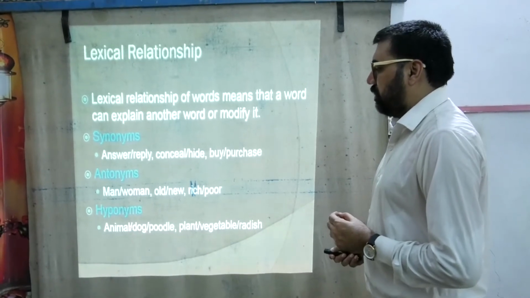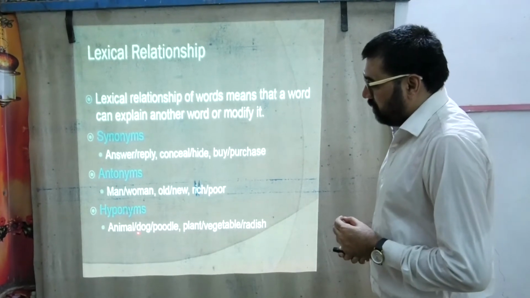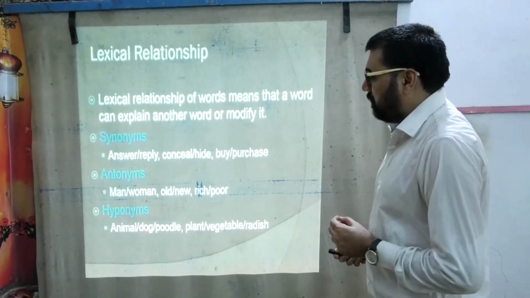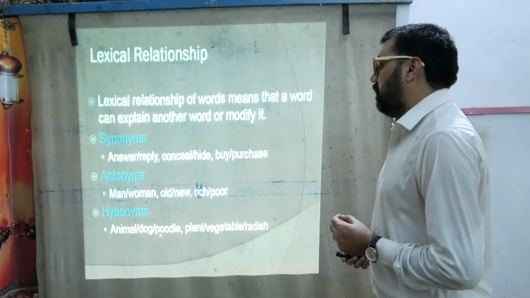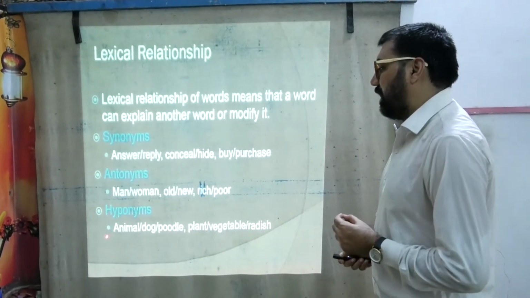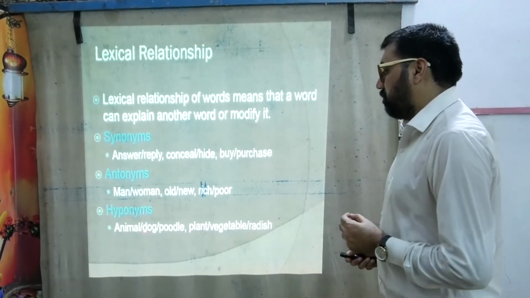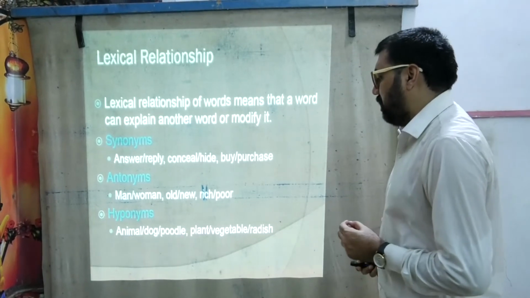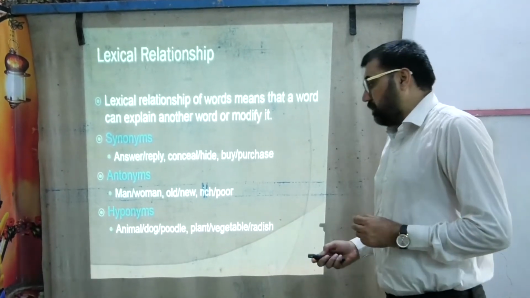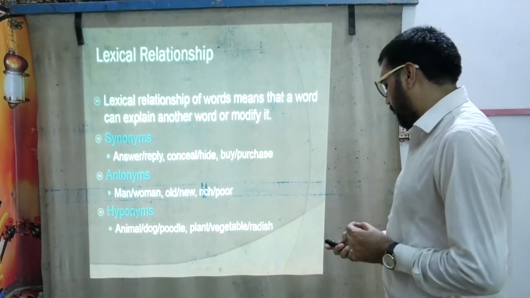We can say that poodles are related to the dog, but not all dogs are poodles. And all the dogs are animals, but not all animals are dogs. That's the relation between these, and we can say the best example is animal, poodle, plant, vegetable, and radish.